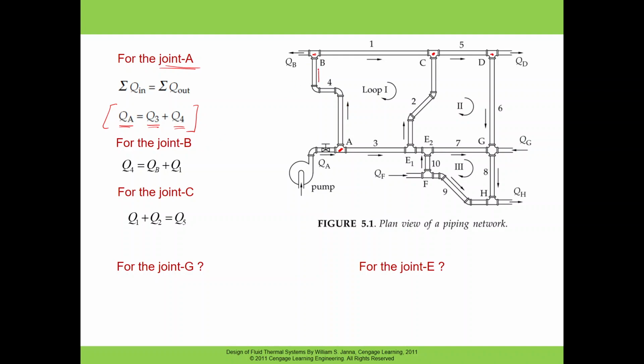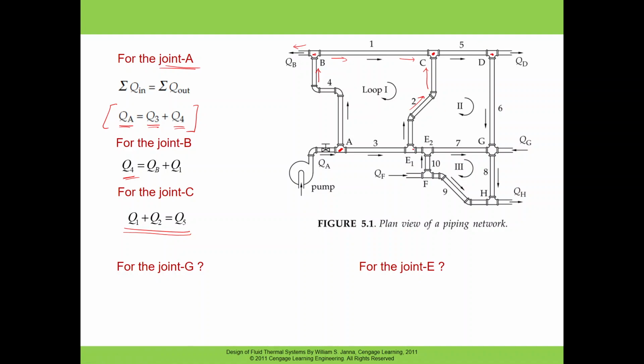Here Q4 is going towards the node, and QB and Q1 are going out. So Q4 equals QB plus Q1. For node C, Q1 is going in, and Q5 is going out. And Q2 is going up into the node. So basically Q1 plus Q2 equals Q5. So this we call the continuity at each node.